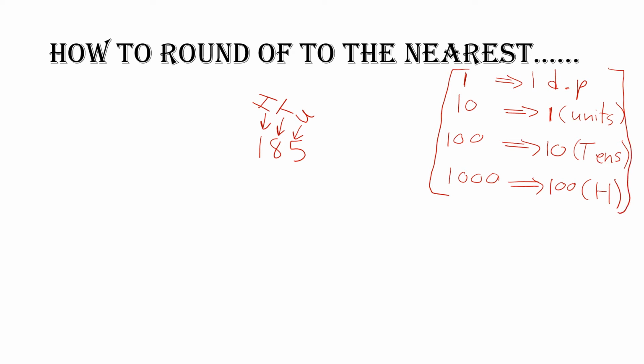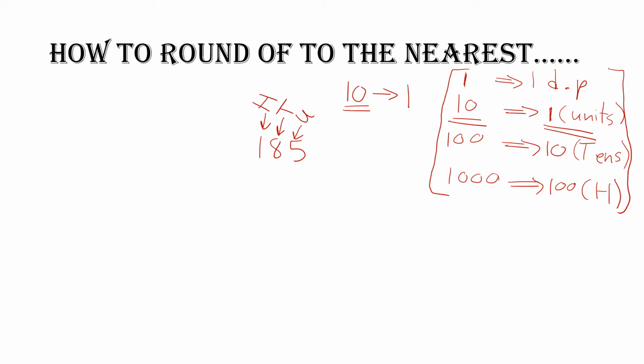So supposing I have 185 and I ask you to round off to the nearest 10. Then the critical value that you look at is the units. You look at the units. And this will tell you whether you add 1 to the tens or you keep the tens like that. So in other words, whatever place value I'm asking you to round off to, you always pay attention to the place value just before it.